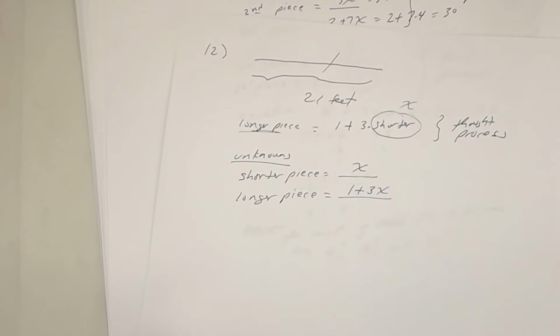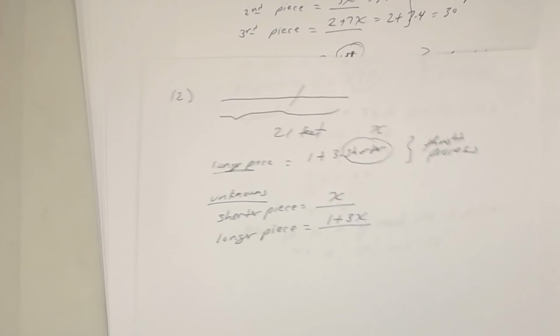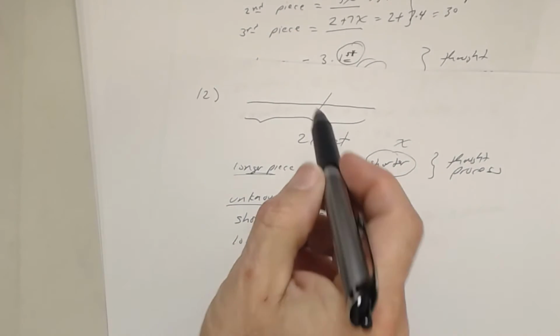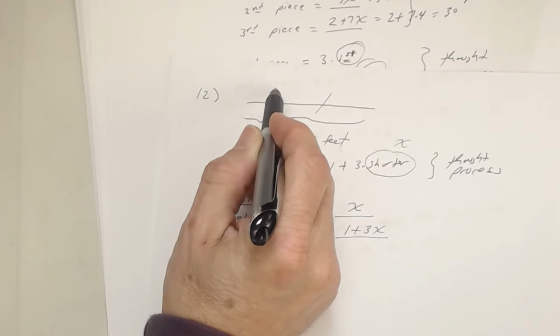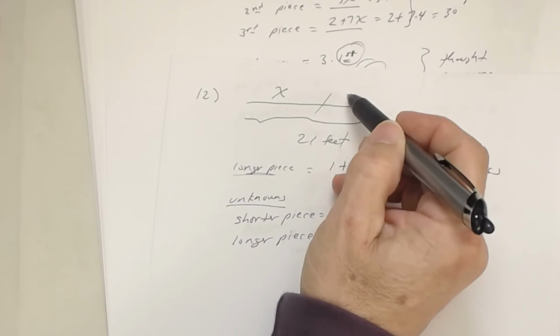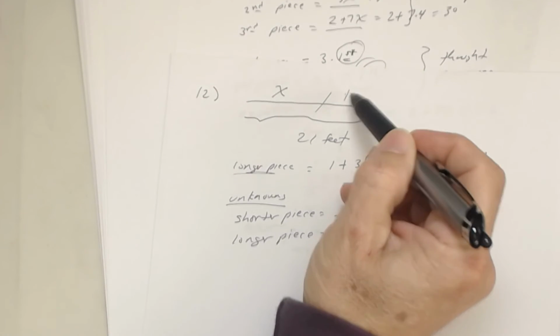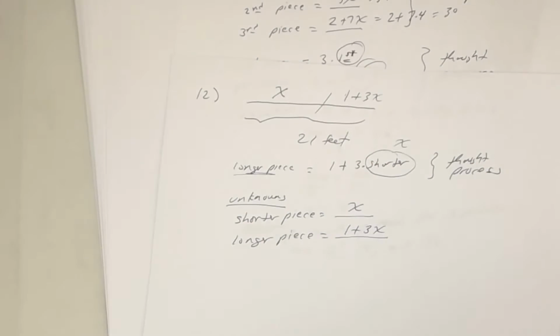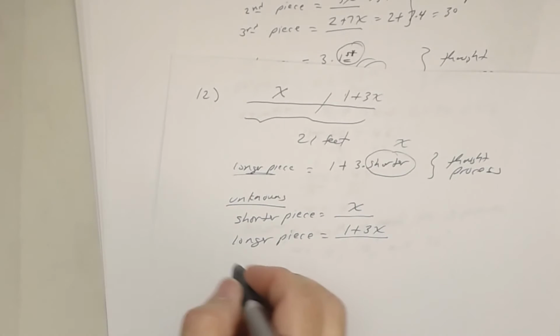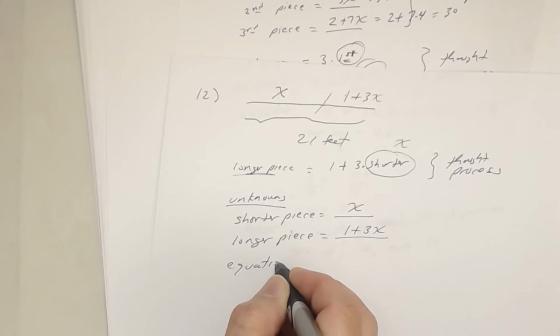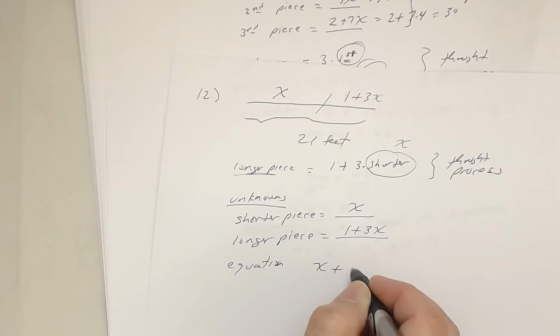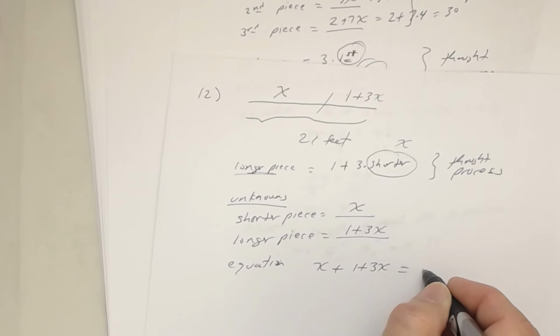So go back to the diagram, and you can't always draw a diagram, but sometimes if you can, it does help. So let's say this is my shorter piece right here, so I'm going to call this X, and this will be 1 plus 3x. Now, how are you going to set up the equation? So it'd be X plus 1 plus 3X. Yes, you add up the two pieces, and it has to equal how many feet? 21. So you say X plus 1 plus 3x has to equal 21. So there's your equation.